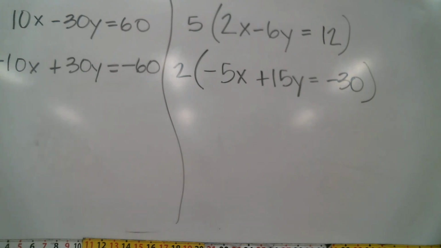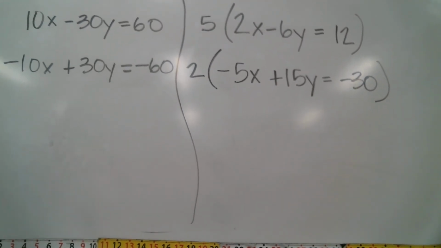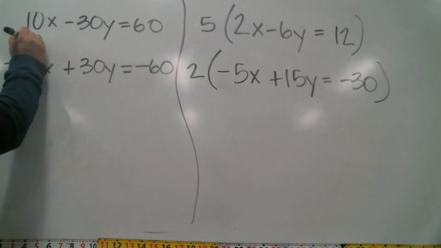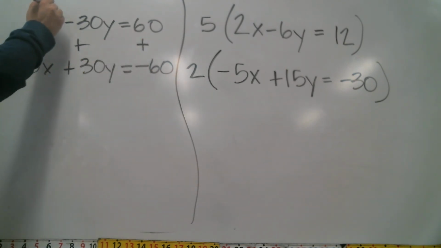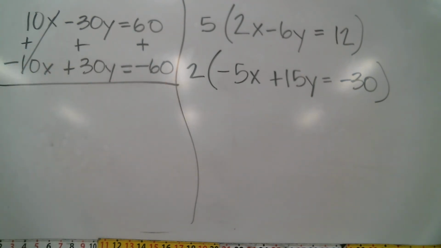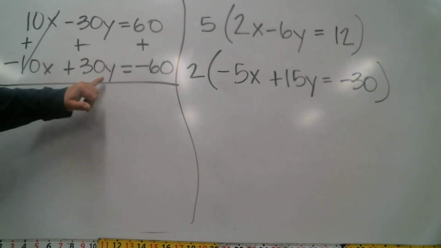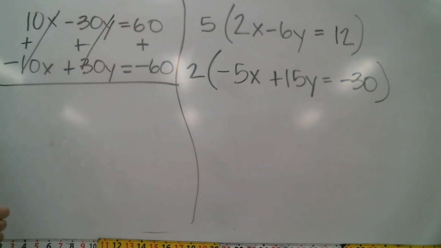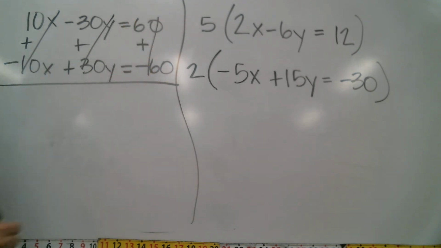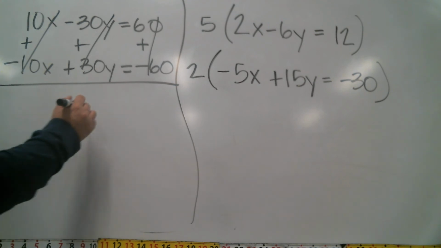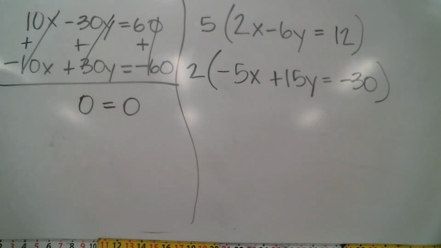So let's see what happens here. I need to decide, do I need to add or subtract these? Can you see that negative sign? If I have a 10x and a negative 10x, I'm going to have to add to get those to cancel out. So I'm going to have to add everything. Okay, so 10x plus negative 10x cancels out, which is what I want it to do. Now I've got negative 30y plus 30y, which also cancels out. And then I have 60 plus negative 60, which also cancels out. So in essence, I'm left with 0 equals 0 because everything canceled out.